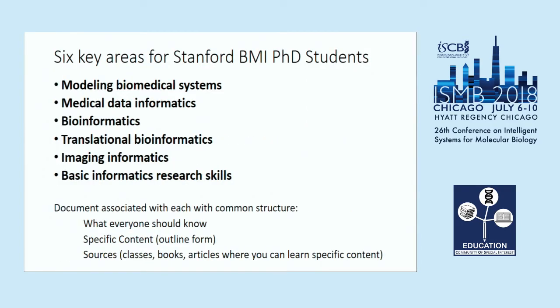So here are the 6 areas, and I want to make another disclaimer here. I do not propose that this is for the whole world. If it's useful to the world, that would be great, but this met our local needs and reflected our local faculty interests and priorities. So it's in 6 areas: modeling biomedical systems, medical data informatics, bioinformatics, the use of informatics in biology. I think that's what most of us here are most comfortable with. Translational bioinformatics, you'll see what we mean by that. Imaging informatics, and very basic informatics skills.